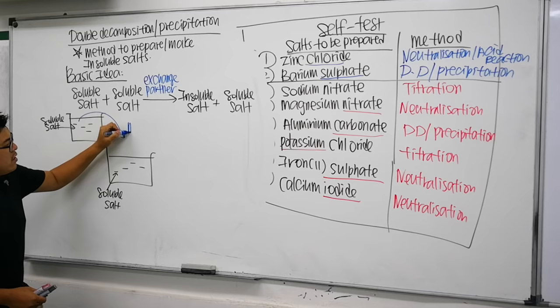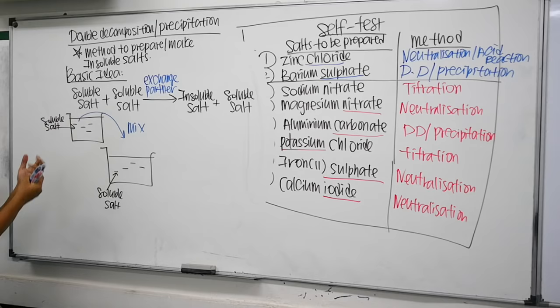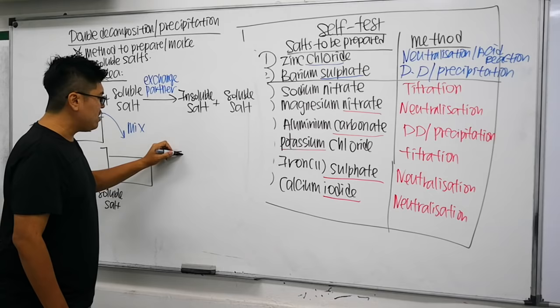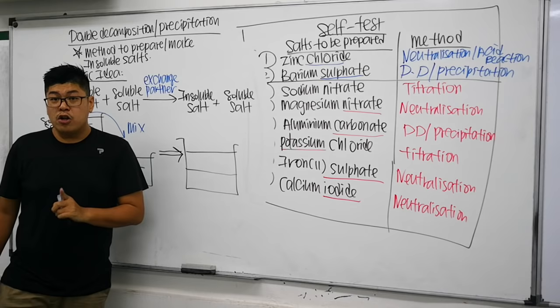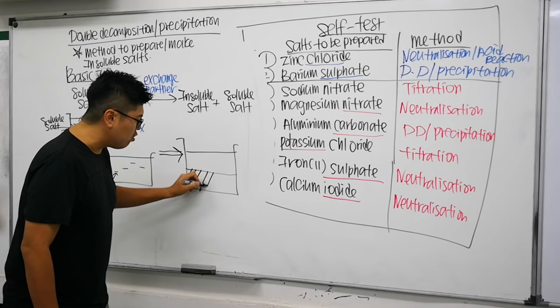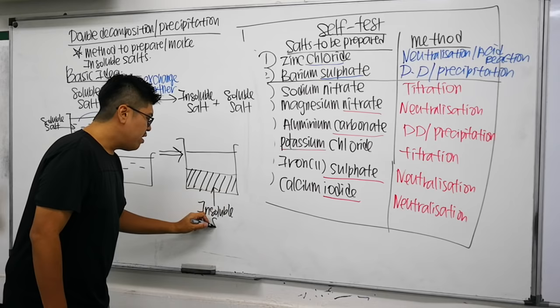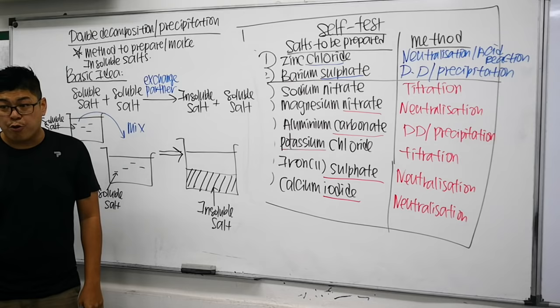When you mix together, these two soluble salts will change their partner. I'll teach you how to change later. After changing partner, you will always see two layers. One layer is the insoluble salt. When I say insoluble, it means this is a solid. Normally a solid is denser, so it sinks at the bottom. So the bottom is the insoluble salt. Apart from that, after change partner, you also get a soluble salt. Soluble salt means liquid, so the liquid will float on top. Is it okay?